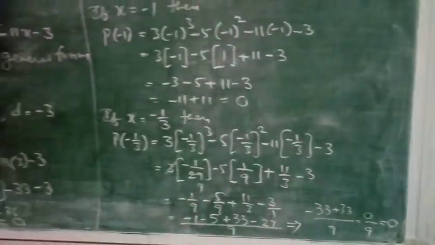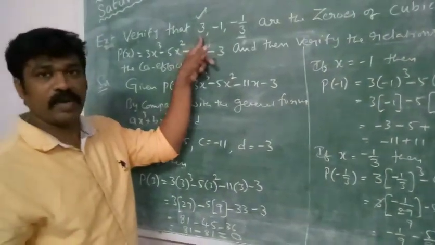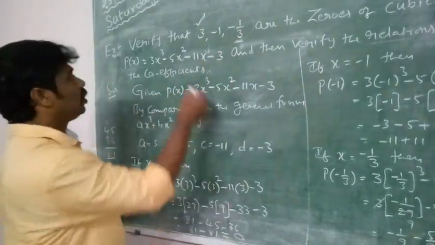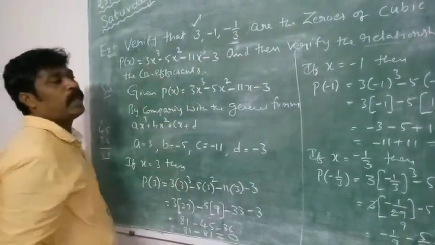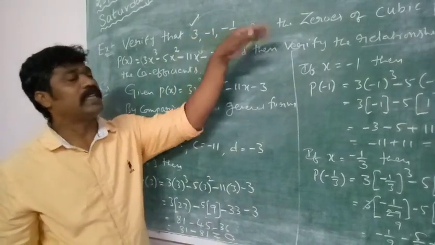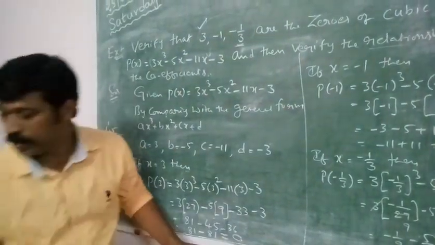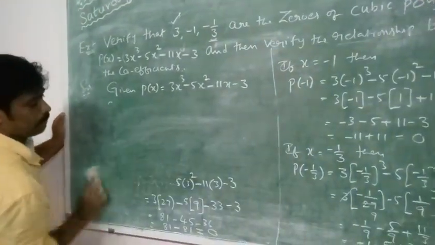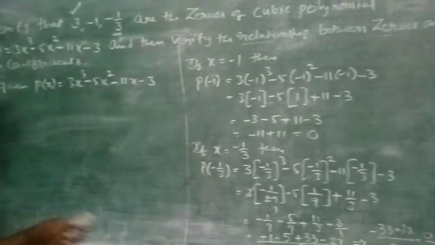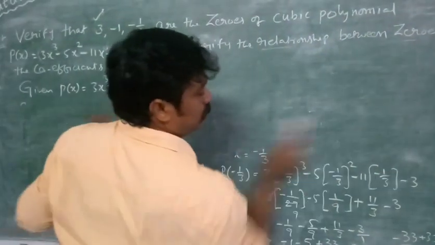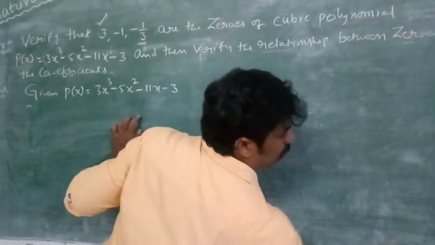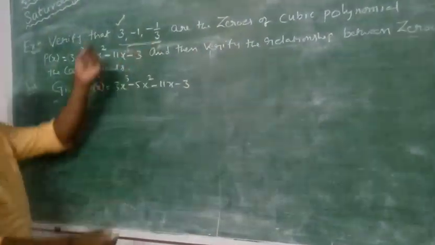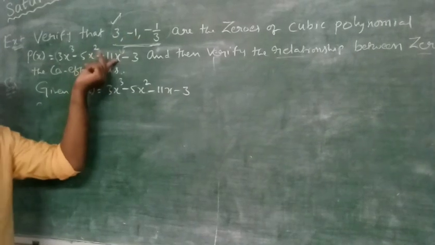So after substituting these three values, that is x is equal to 3, x is equal to minus 1 and x is equal to minus 1 by 3, the polynomial becomes 0. So we can conclude that these three are the zeros of the given polynomial. So the first question is completed, that is, we have verified that these three are the zeros of this polynomial.